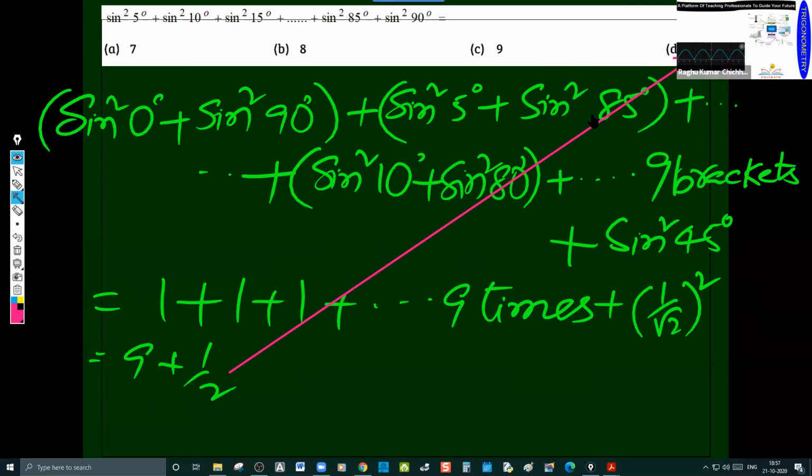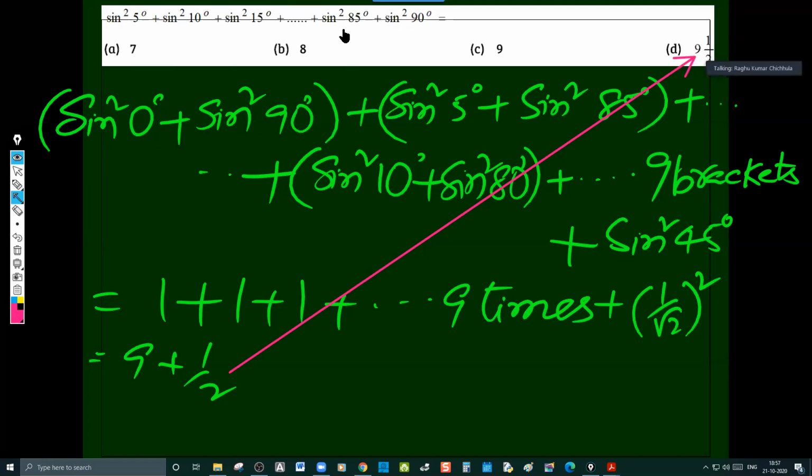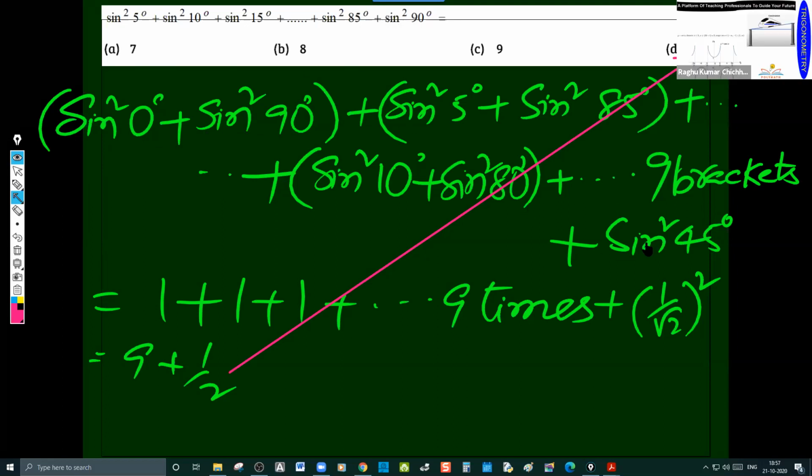Bhavi, is it clear? Yes, sir. Because sine square 90 itself is 1 and leave that 1 there. But what I did, I have made sine square 0 join with sine square 90 so that it also becomes 1. And for the rest of the terms from 5 to 85, there are 17 terms. From 17 terms, you can make 16 terms as pairs, and thereby you'll get 8. This is 8 plus 1, 9, and in between sine square 45 remaining. So 9 plus 1 by root 2 whole square is 9.5. Clear now? Yes, sir.